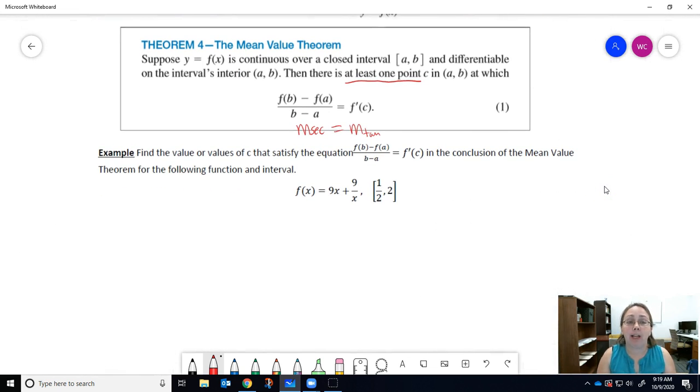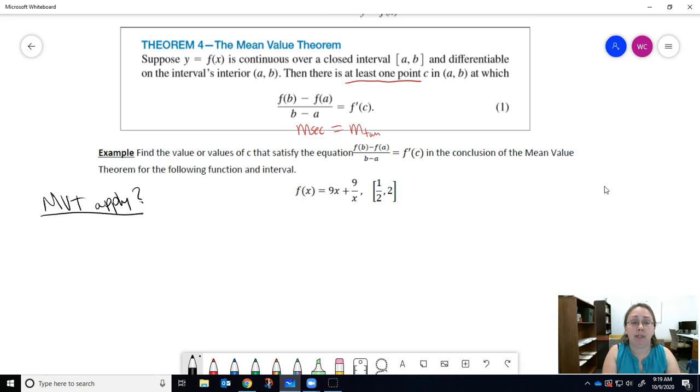Example: find the value or values, remember there could be more than one value of C, that satisfy this equation in the conclusion of the mean value theorem for the following function and interval. Now, technically, before we start this formula, we should make sure the mean value theorem applies. So, does the mean value theorem apply?